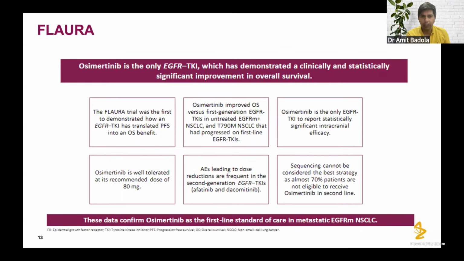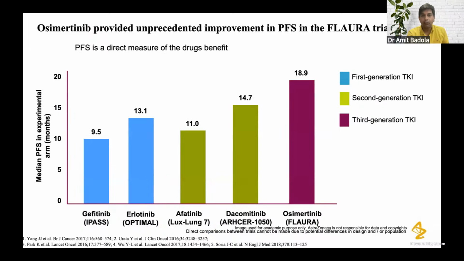Osimertinib is usually well tolerated, the dose is 80 mg once daily, and it crosses the blood-brain barrier, as we talked about. This is a very good slide showing the PFS with the drugs. For gefitinib, the median PFS is around 9 months, and for osimertinib it is up to 19 months. For the second generation, shown in green, for afatinib the median PFS was 11 months, and for dacomitinib it is around 14 months.